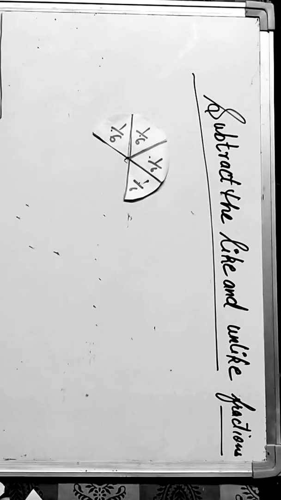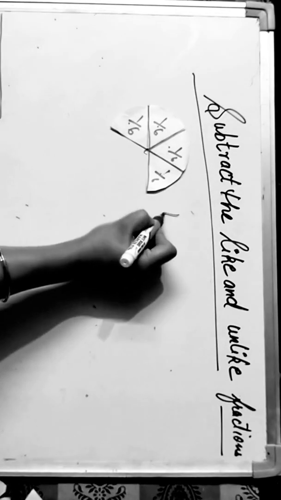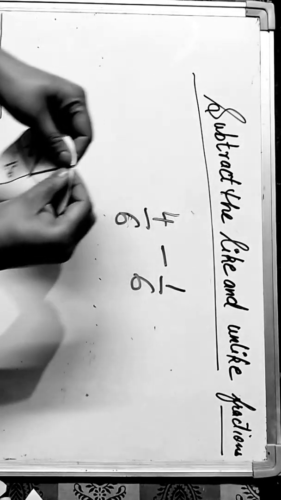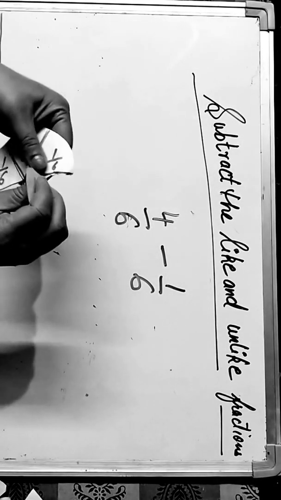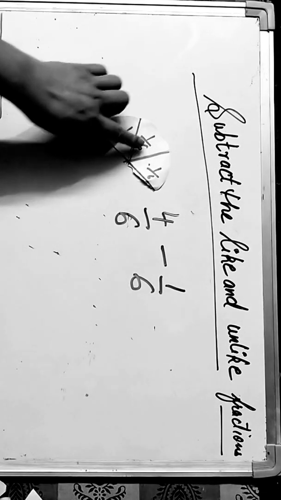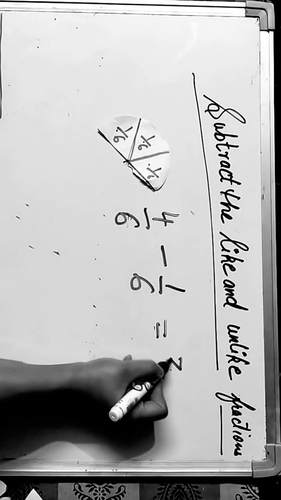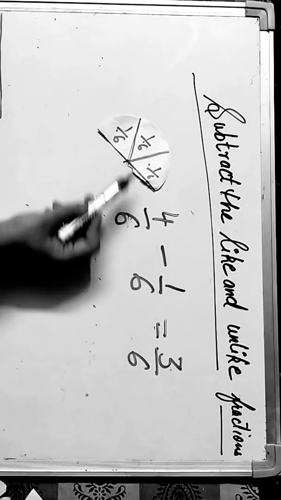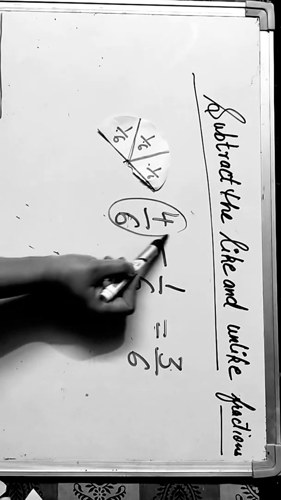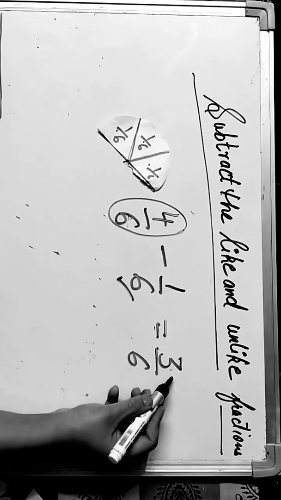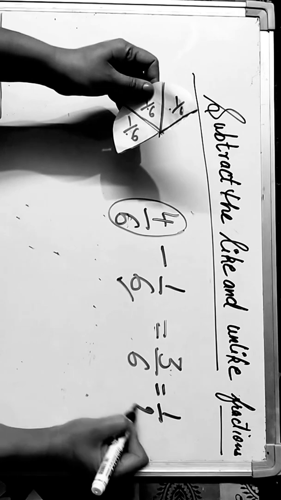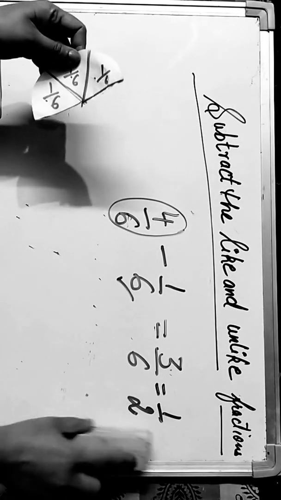Again, I am taking the same example as I have made the piece sizes before. This is 4/6. I have to take out 1/6 from it. So I'll take out 1/6 from it. How much is left? 3/6. Okay, we'll count 1 2 3 4 5 6. If I have taken out 1/6 from 4/6 of the piece size, how many sixths are left? 3/6. It can further be, what is it looking like? It's looking like a half.